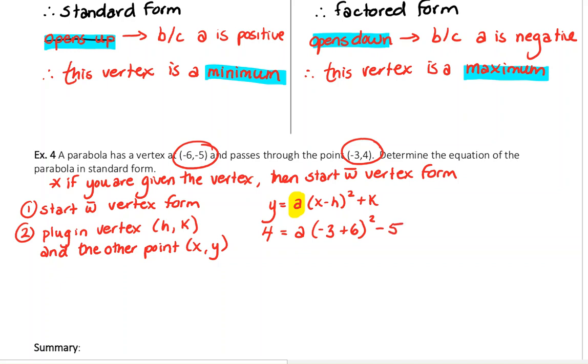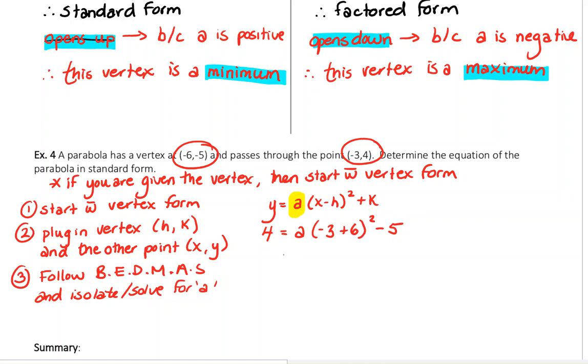At this point, once you've plugged that information in, your step here would be to follow BEDMAS. I really hope we know what that term means by now. And isolate and solve for a. Okay, so now we need to follow order of operations. What does that mean? Brackets. Well, in the brackets, -3 plus 6 is positive 3.